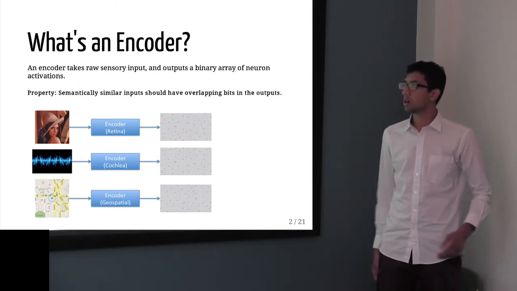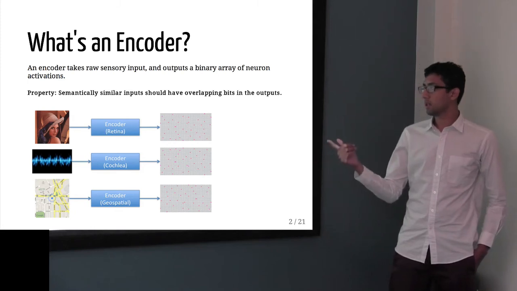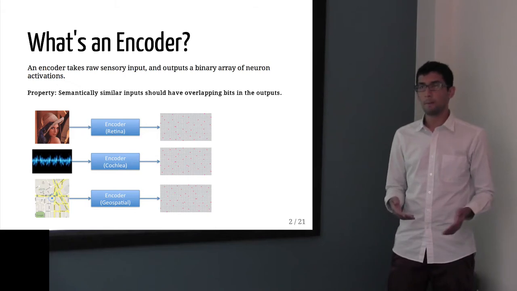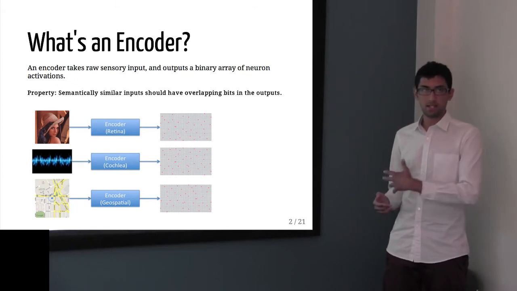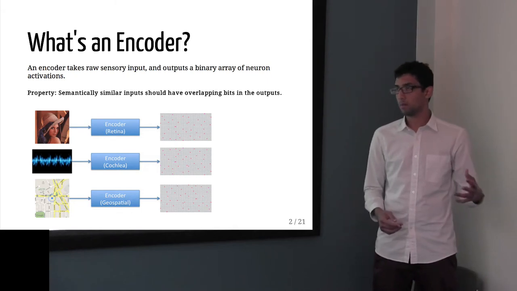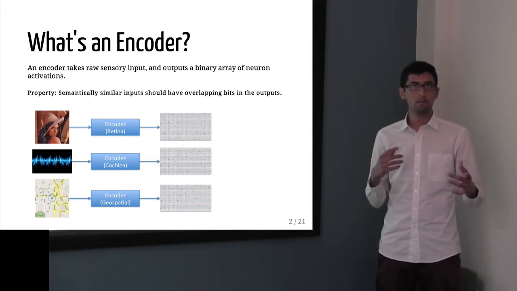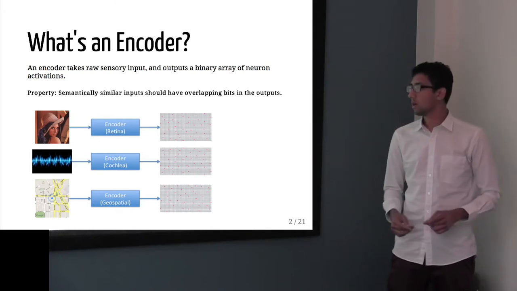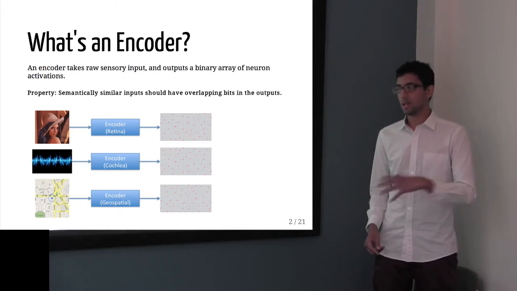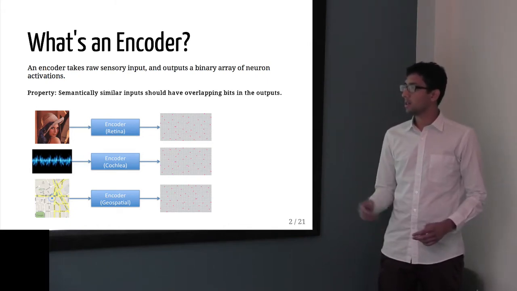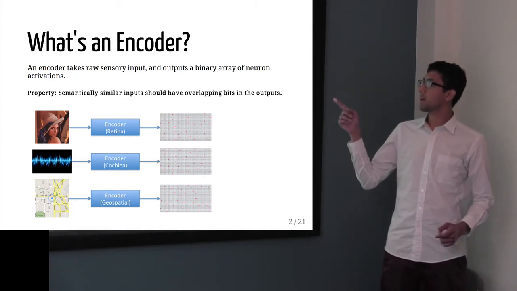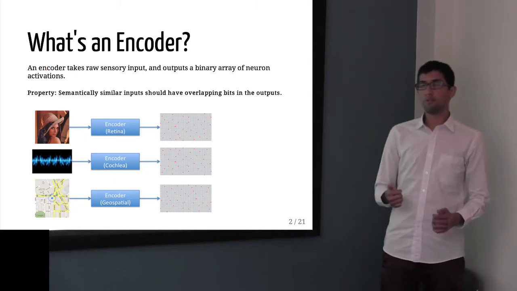Some examples of encoders are, these are the biological equivalent of encoders. In the vision sense would be the retina, which takes light and translates it into electrical activity of neurons. The cochlea in sound translates sound waves into electrical activity, and the geospatial encoder takes GPS readings and translates them. And each of these would basically produce a binary array of neuron activations with the following property.